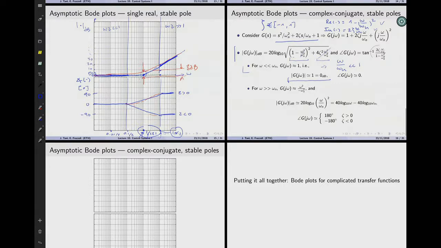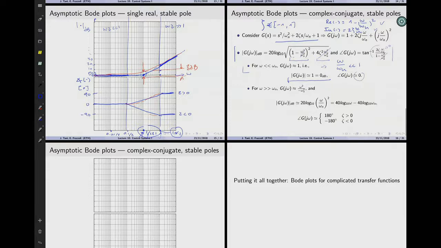What about the phase instead? Well, let's look at the phase approximation. If we say that omega over omega n is much, much smaller than 1, then the square is really much, much smaller, even smaller than 1. And this goes to 0 with respect to 1. So we have basically the tangent inverse of 0. And what is it? Well, it depends on zeta. It could be either 0 or minus 180, depending on what the sign of zeta is.